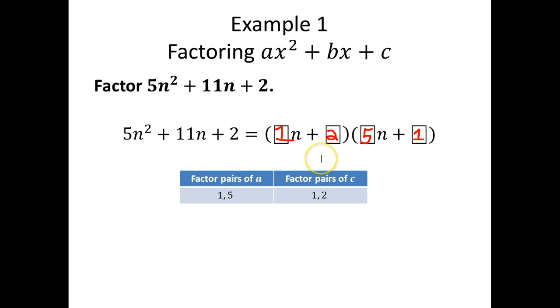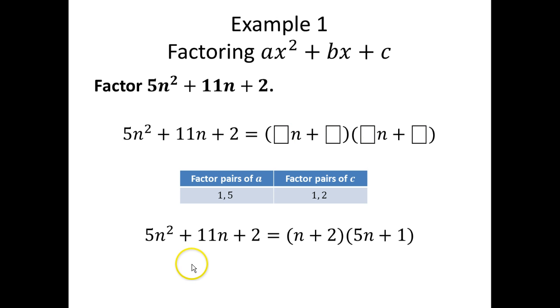However, watch what happens now when I form my outer product. I get 1n times 1, which is just 1n, and my inner product is 2 times 5n, which is 10n. So I end up with a trinomial where I have 1n plus 10n, which gives me 11n. So when I complete the multiplication here, I end up getting that 5n squared plus 11n plus 2 is actually equal to n plus 2 times 5n plus 1.